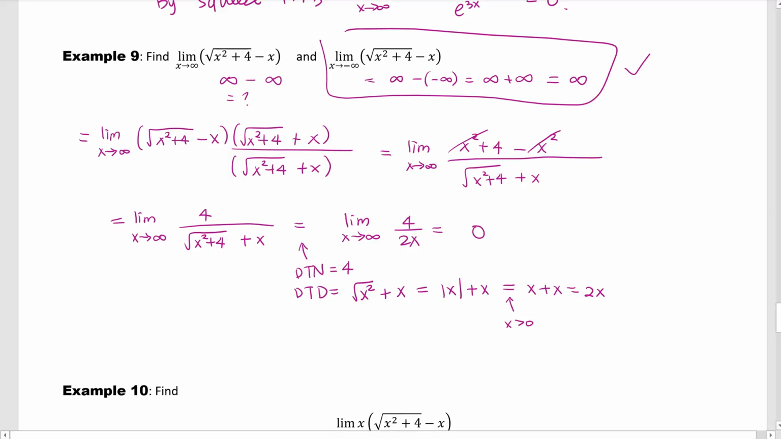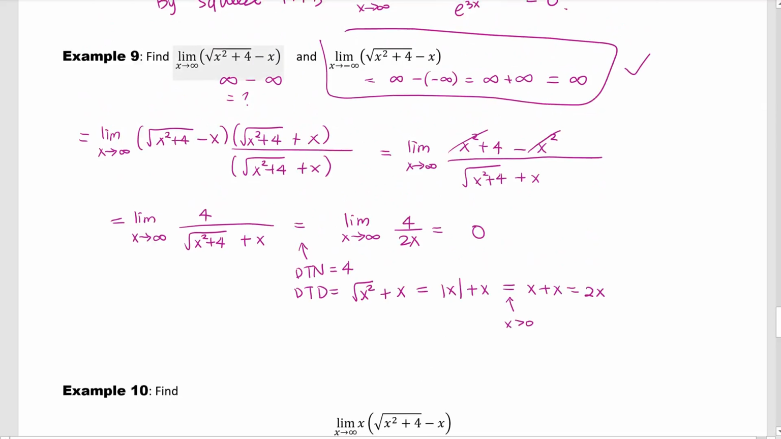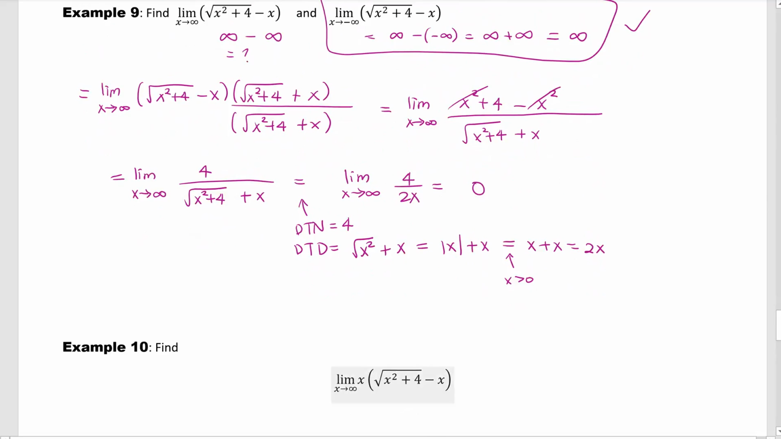So example 10 is right here. Can you see it's so similar to example 9? But we just have an extra x. How would this x change it? So first of all, you get infinity times infinity minus infinity. So we still don't know what that is.